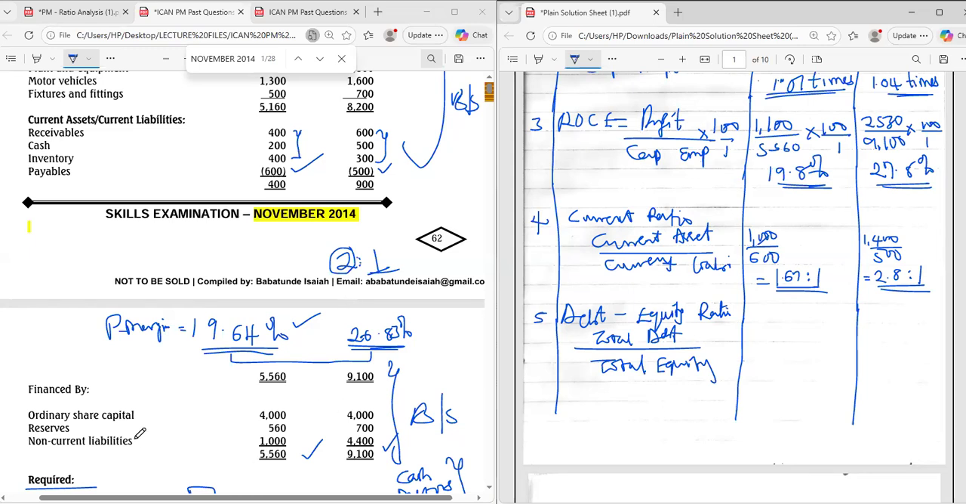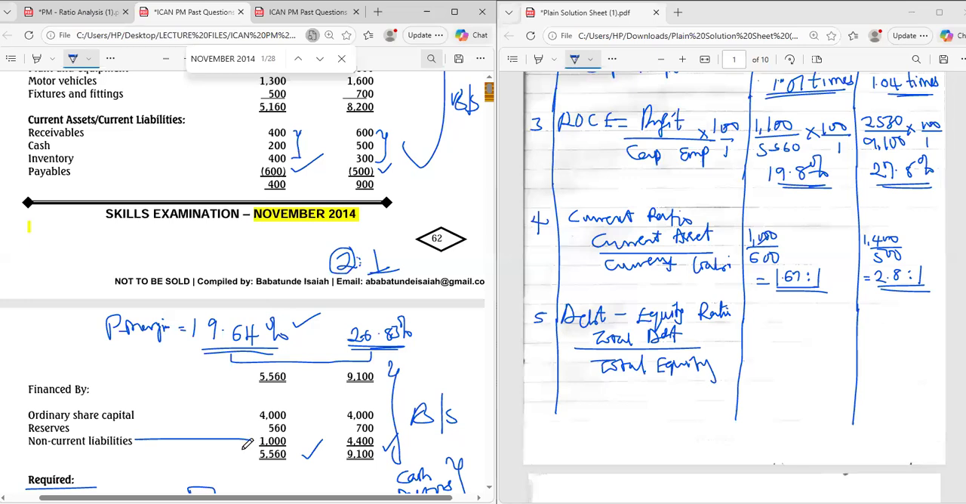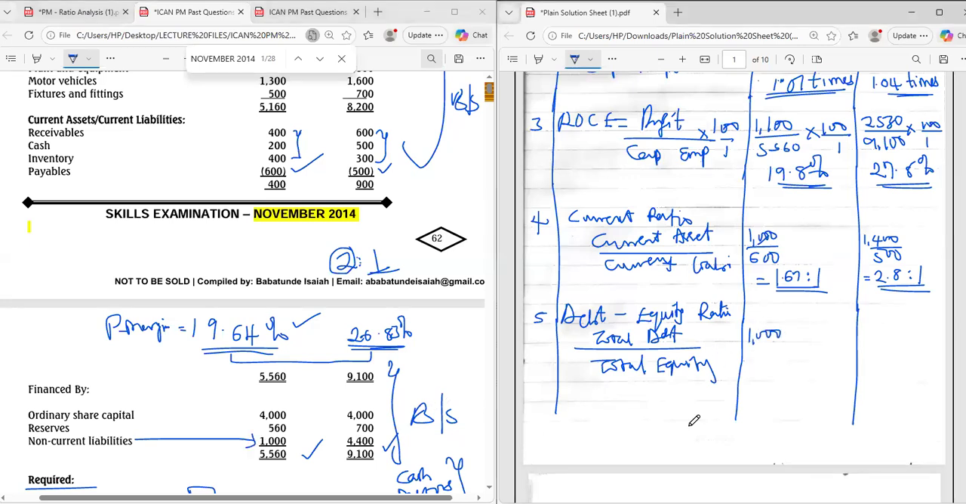So I'll be making use of the long-term debts here of 1,000. And for this one, 4,400. Let me use the long-term debts. Okay, so what's total equity? Who can tell me total equity? How do we get total equity? 4,560. If you like, go ahead. I know that's what you want to ask me.